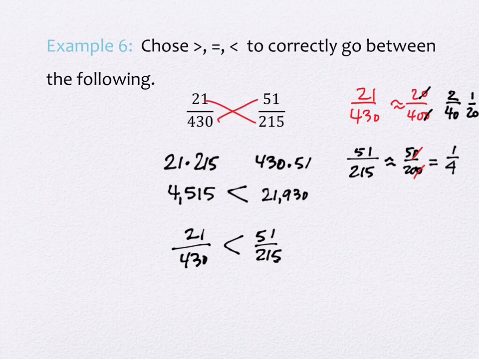If this had been 1/4 and 1/3 and my adjustments had not been quite right, I might not have yielded what I needed, right? But for this one, that is a good approximation step, just to see, am I on the right track? So the correct answer is a less than symbol. So it is that 21 over 430 is less than 51 over 215.